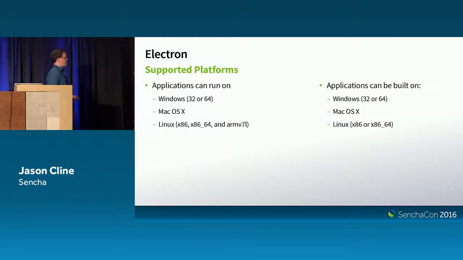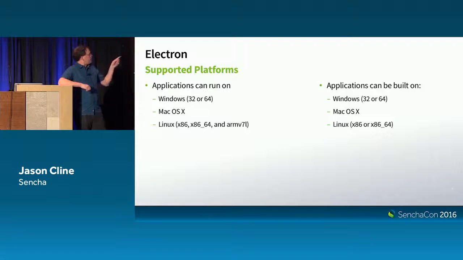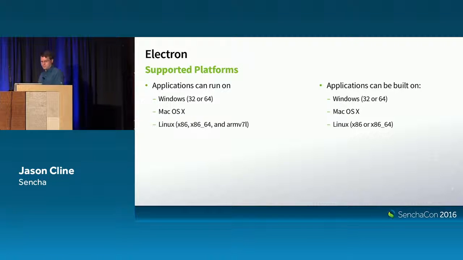Platform support. So it pretty much runs everywhere you want to be. Windows, 32-bit or 64-bit, Mac OS, and a whole bunch of different Linux architectures. And also, the way that Electron is packaged, it makes it pretty easy to build applications on any of those environments. So you don't necessarily have to have a Mac to build a Mac binary for Electron, because the binaries come prepackaged for you. So that makes things a little bit easier for you.